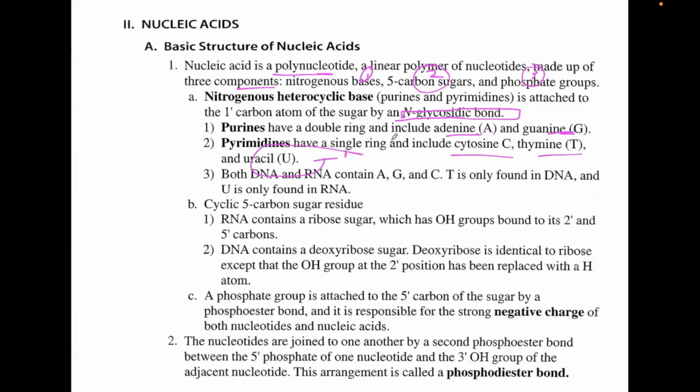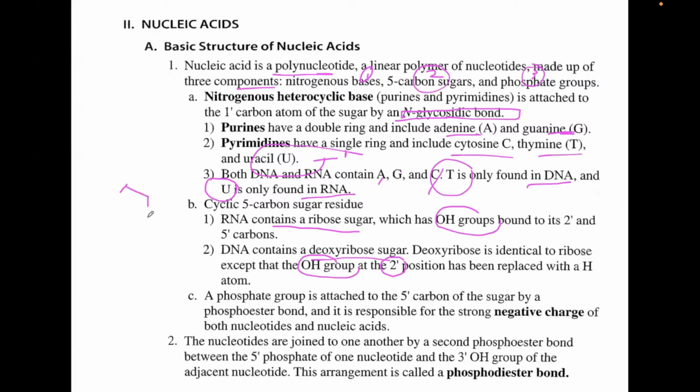Next, both DNA and RNA contain your adenine, guanine, and cytosine. Thymine is only found in the DNA, meanwhile uracil is only found in the RNA. This is just a review. And then your cyclic 5-carbon sugar residue. RNA contains ribose sugar, with OH groups bound to its 2' and 3' carbons. DNA contains deoxyribose sugar. Yun yung kanilang main difference. Deoxyribose is identical to ribose except for the OH group at the 2' position. Again, saan po? Sa 2' position ng inyong pentose sugar.